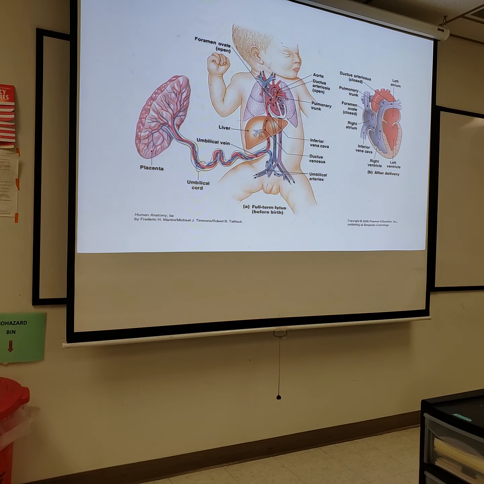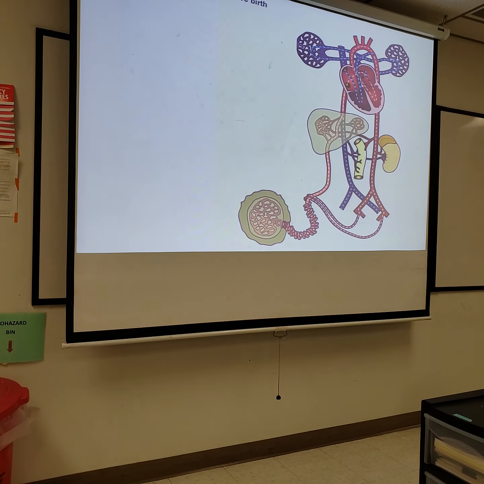So let me trace you through what's going on here. We'll start with the heart. We have the left ventricle pumping a mixture of oxygenated and deoxygenated blood, because what's coming into the right ventricle is deoxygenated, and what's coming up from the inferior vena cava is deoxygenated, but it's mixing with the oxygenated blood from the placenta, so it's going to be a mix.